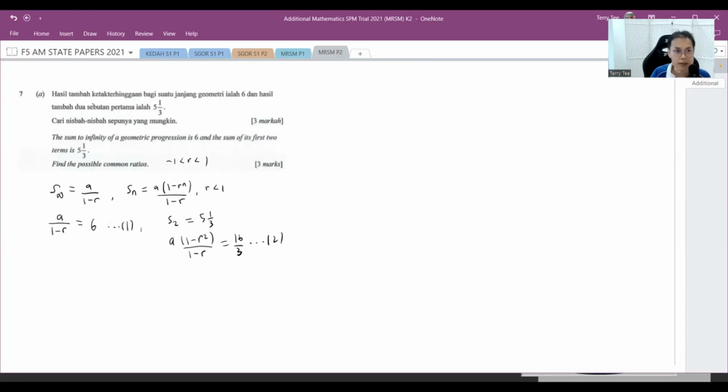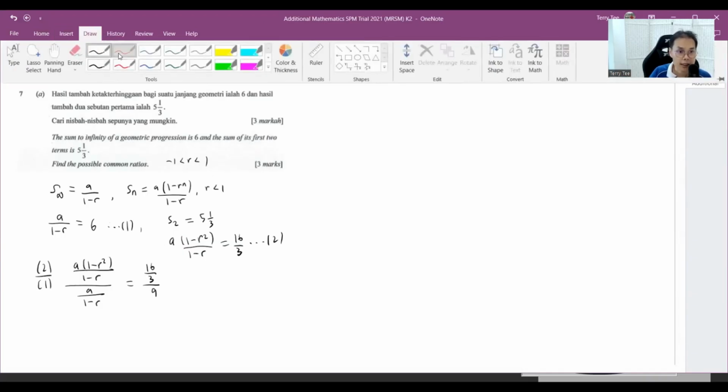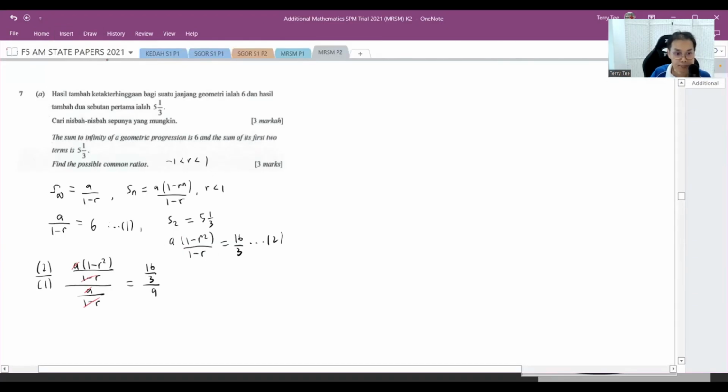For me, I can see that a divided by 1 minus r itself is the sum to infinity. If you're not sure, you can divide them. I was thinking to substitute directly, it's easier, but if you want, you can take equation 2 divided by equation 1. So you have a(1 minus r^2) over 1 minus r, divided by a over 1 minus r, and this will be 16 over 3 divided by 6. Notice we can cancel a and a, and 1 minus r, 1 minus r.